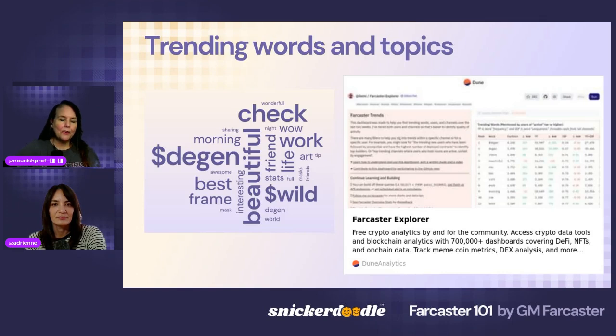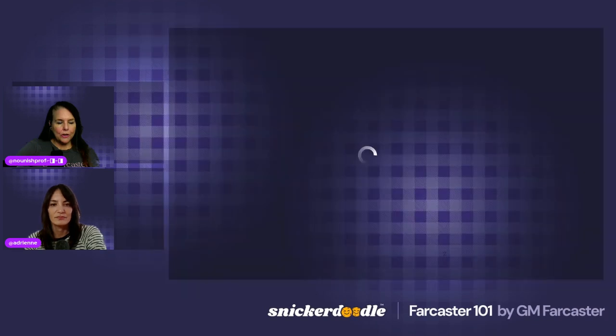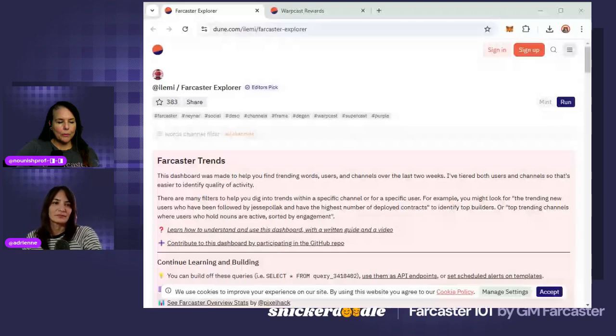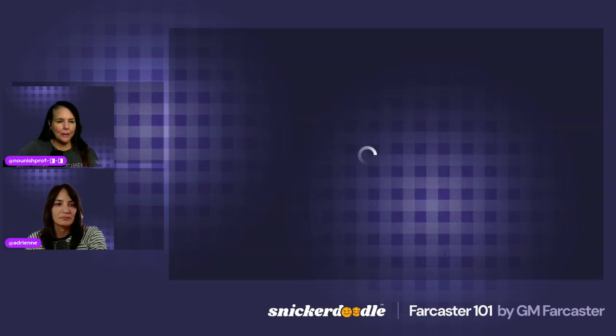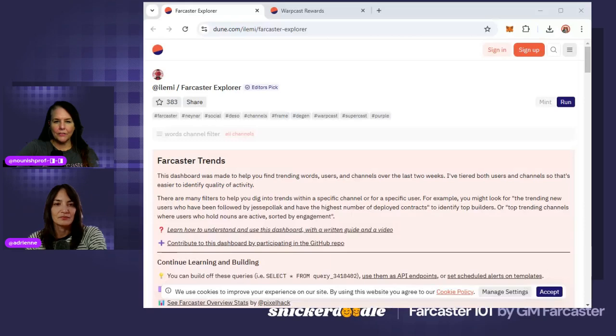This is from the Farcaster Explorer Dune dashboard, looking at trending words and topics. This is something you can actually look at, and it does change over time. This dashboard is super helpful for checking out different content categories and different stats about the content that we see on Farcaster.